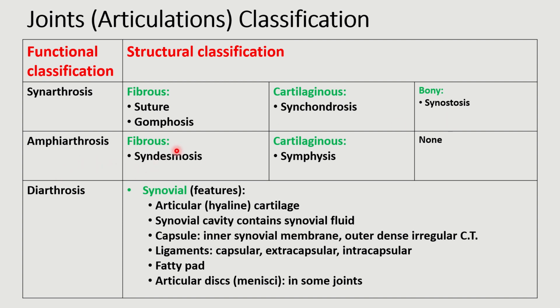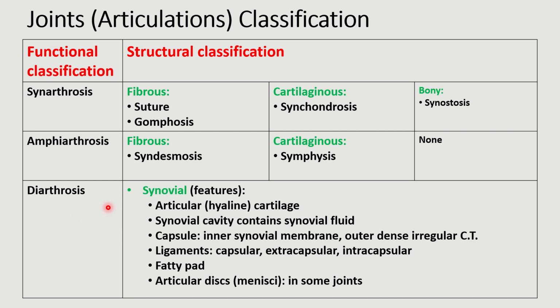Amphiarthrosis, so some movements are there. One is called fibrous. The fibrous one is made of dense regular connective tissue, and that is called syndesmosis. Examples of syndesmosis are between the bones in the forearm, between radius and ulna, and also the bones in the leg, between tibia and fibula. Cartilaginous is called symphysis, that is fibrocartilage, and that is located in the pubic symphysis and also in the vertebral column. You don't have a bony type of amphiarthrosis.